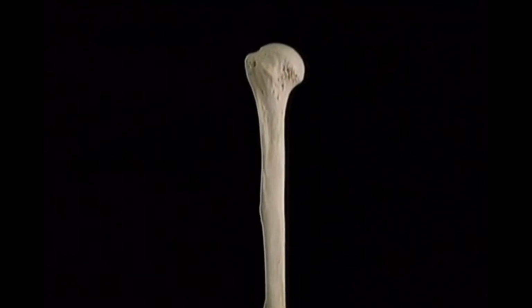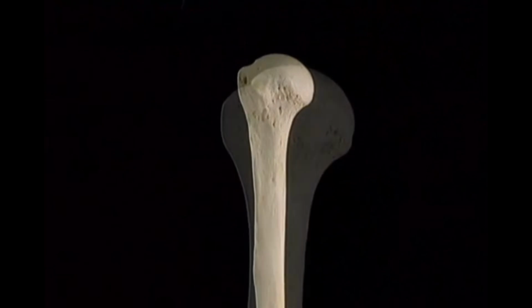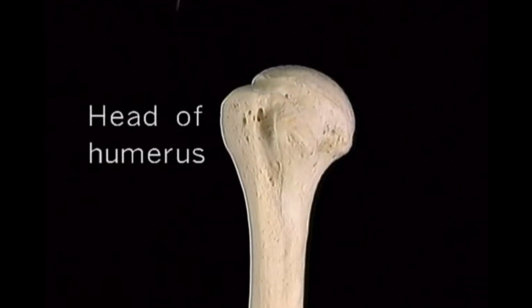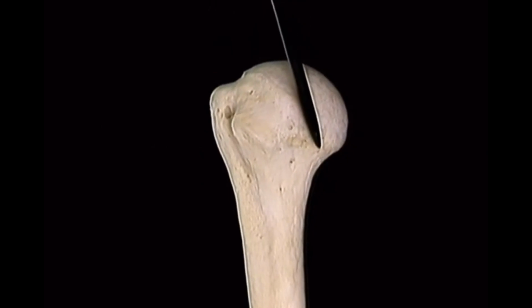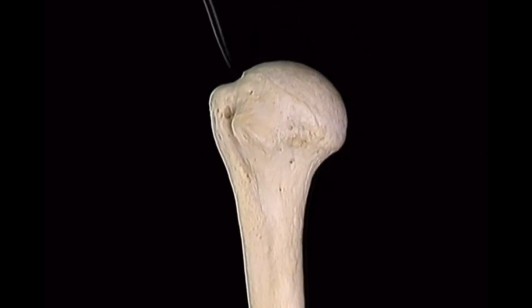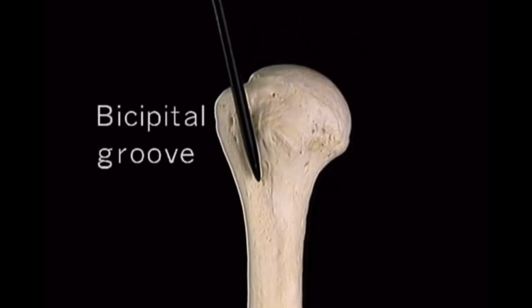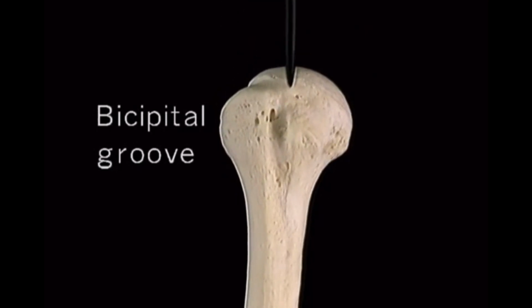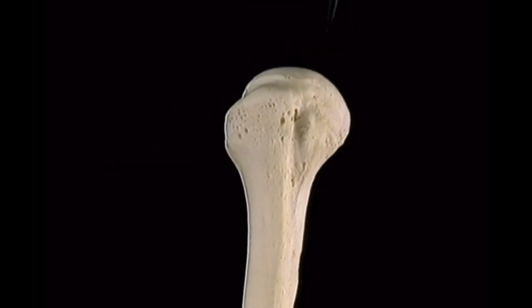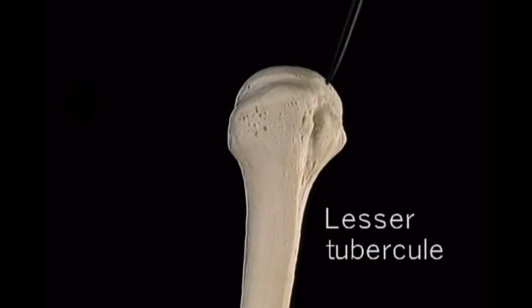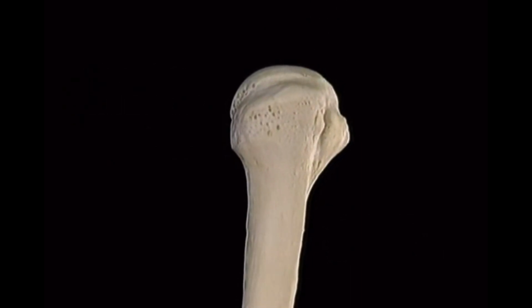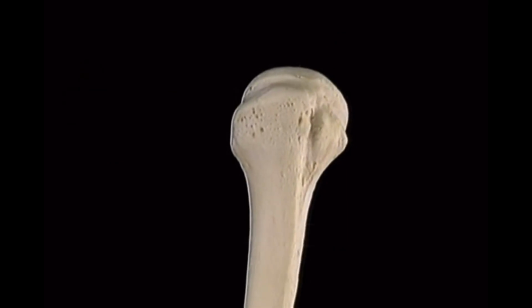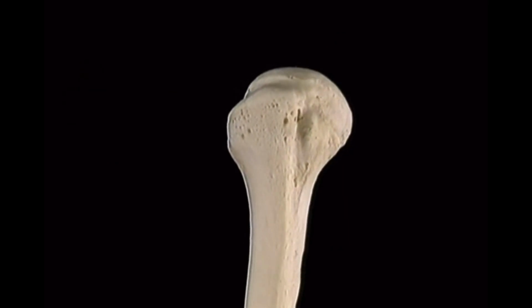Now let's look at the shoulder joint. Let's get acquainted with the upper half of the humerus. This is the head of the humerus. The articular surface is half of a sphere. On the anterior aspect is a well-marked groove known as the bicipital groove because the tendon of the long head of the biceps runs in it. At the proximal end of the groove are the lesser tubercle and the greater tubercle. Because it's between two tubercles, the bicipital groove is also known as the intertubercular groove.